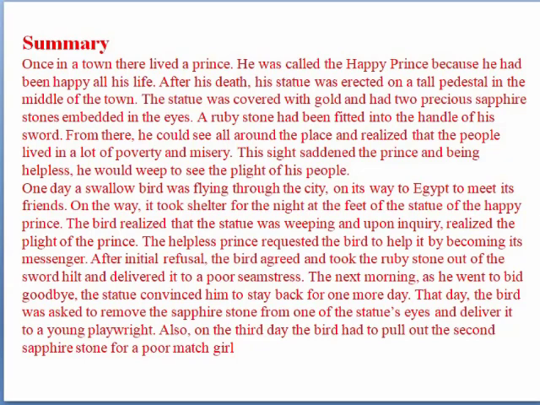A ruby stone had been fitted into the handle of his sword. From there, he could see all around the place and realized that the people lived in a lot of poverty and misery. This sight saddened the prince, and being helpless, he would weep to see the plight of his people. One day, a swallow bird was flying through the city on its way to Egypt to meet its friends. On the way, it took shelter for the night at the feet of the statue of the happy prince.